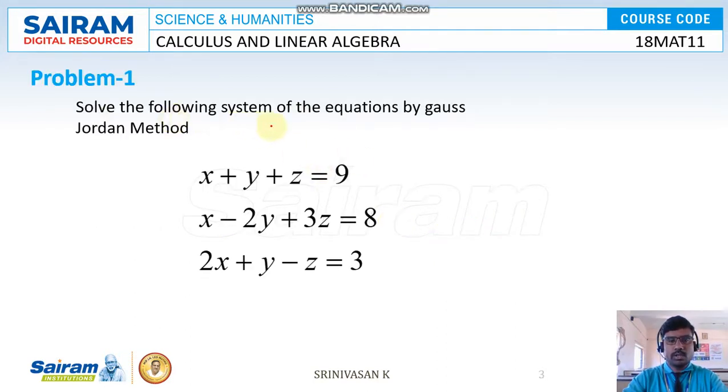Solve the following system of equations by the Gauss-Jordan method. Read the question carefully: is it Gauss-Jordan or Gauss elimination? Gauss elimination means we only have to make the upper triangular matrix, but Gauss-Jordan method means we have to make both upper triangular and lower triangular, that is, the diagonal matrix. So the first problem is x plus y plus z equal to 9, x minus 2y plus 3z equal to 8, 2x plus y minus z equal to 3.